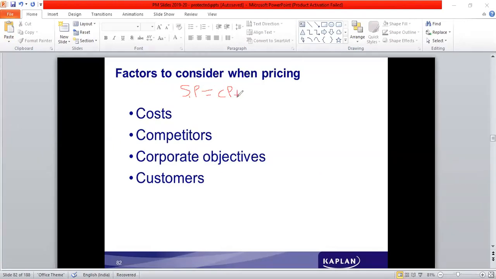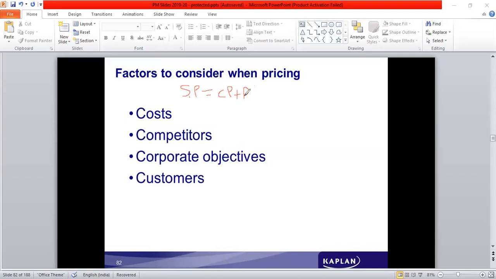What is the amount of cost? The selling price which is decided should at least be able to recover the cost. So cost becomes the primary thing which has to be considered. They have to recover this cost from the selling price which is decided. So the first factor to be considered when products are priced is cost.